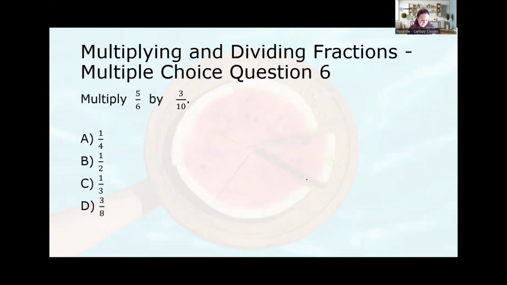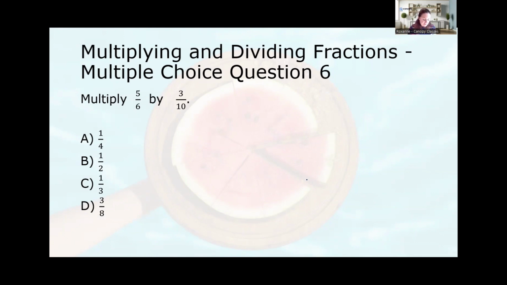Have a go at this next one then. So we've got 5 over 6 multiplied by 3 over 10. Again, give that in the simplest fraction. 10 seconds now. Okay, can you share your answers? Hopefully you worked that one out.